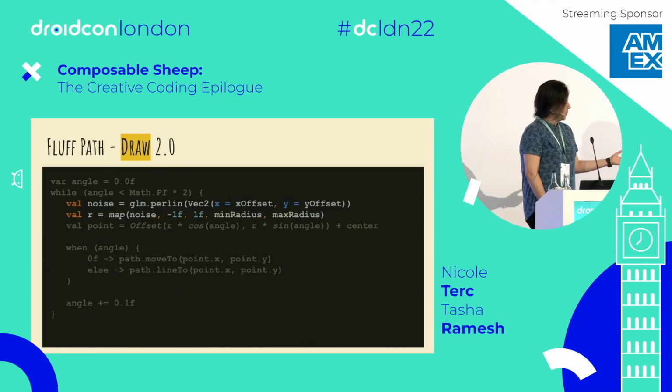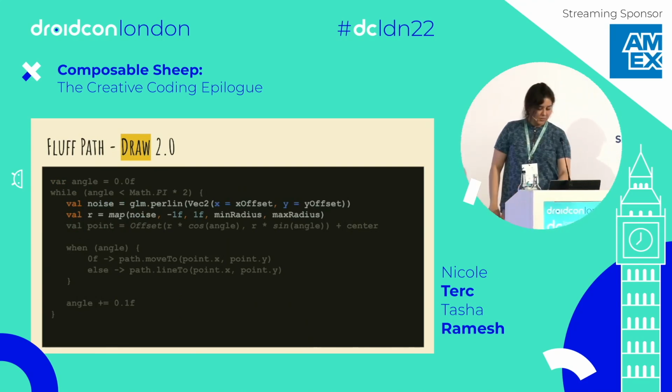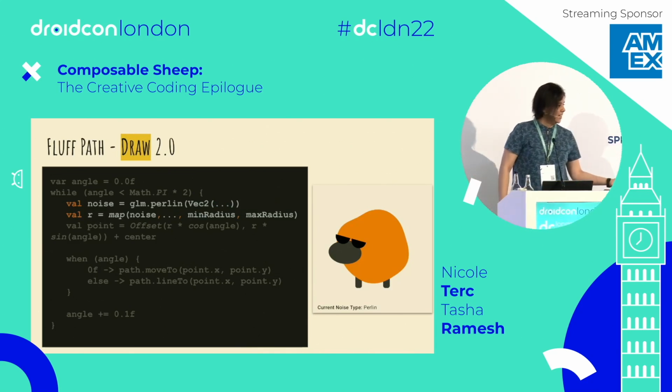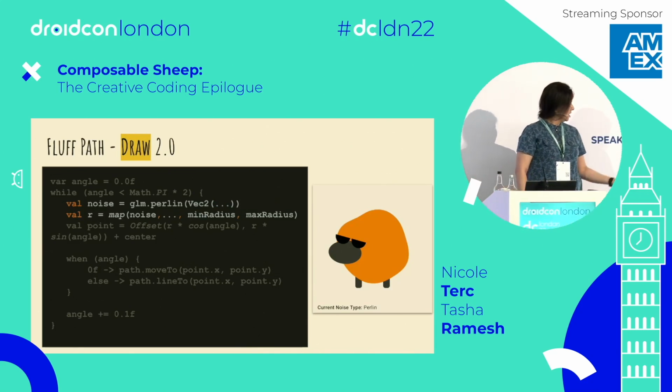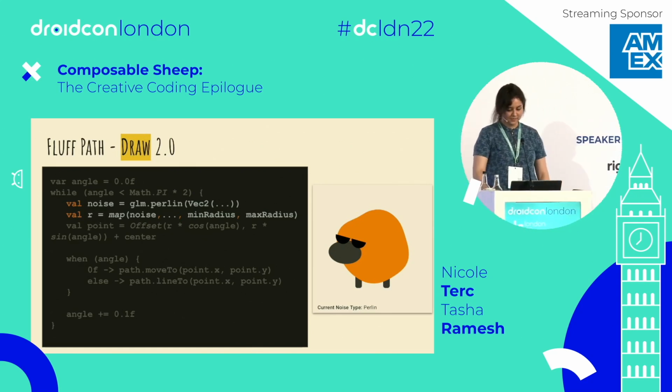Nice. So going back, once we change this, create our noise, and map this noise to the radius, we obtain a fluffy sheep. As you can see, there are no spikes in there anymore. We now have a smoother fluff in place.